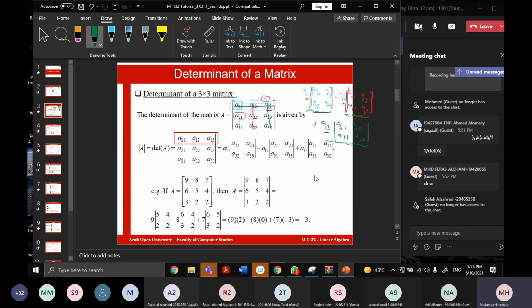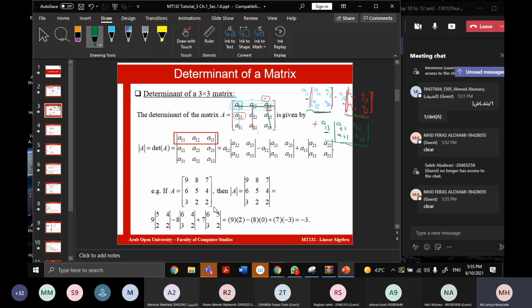Clear? So here, for instance, this is an example. We want to find the determinant of this matrix. First, we use the lines like that. It's not like this, it is just a straight line. So what is the determinant of this? We start, this is the 9. If we take this out, we have 5, 4, 2, 2.